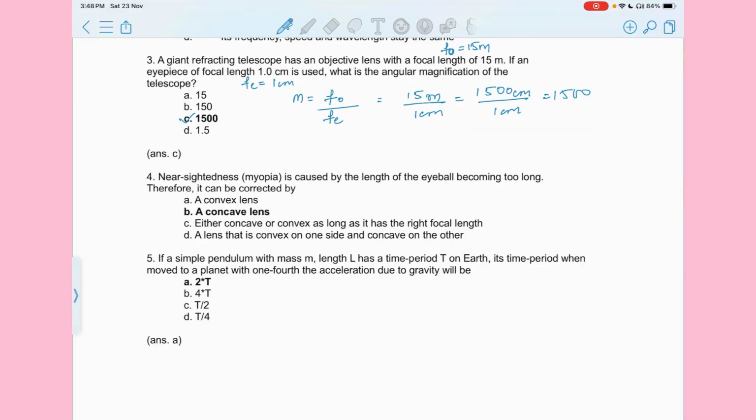Next question says, nearsightedness myopia is caused by the length of the eyeball becoming too long. Therefore, it can be corrected by.